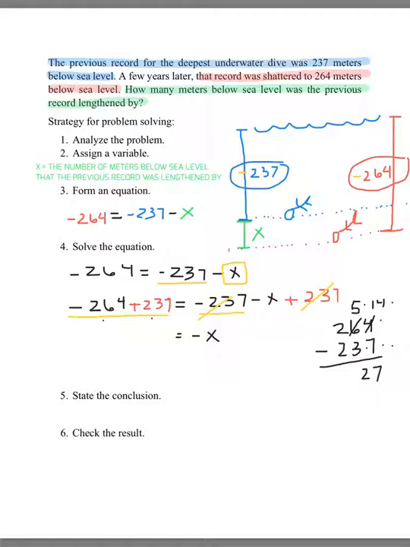However, since the 264 was further away from 0, and it had a negative sign, that means we're going to end up with a negative 27. So the negative 264 plus 237 is equal to negative 27.